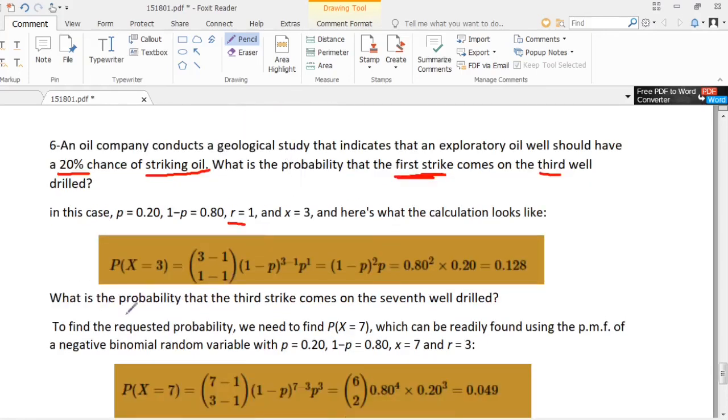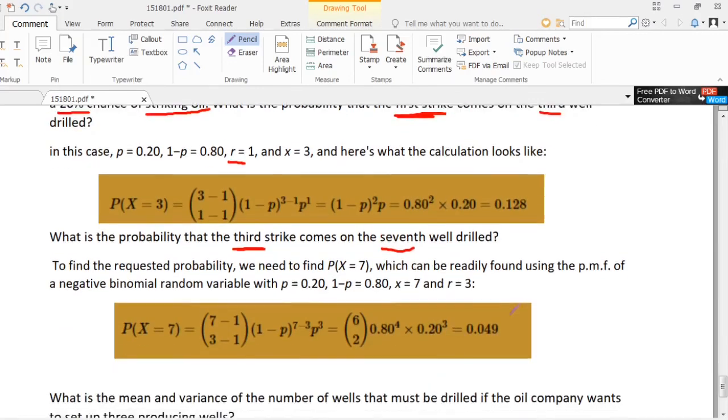So again, he asks here about what is the probability that the third strike comes on the seventh well, and here we want it from the first to the third. So we'll switch the distribution to the more general one, the negative binomial. So we'll substitute the rule. Simply just 7 minus 1, 3 minus 1, so it's 6 choose 2, 0.8 to the power 4, 0.2 cubed, and we get the probability.